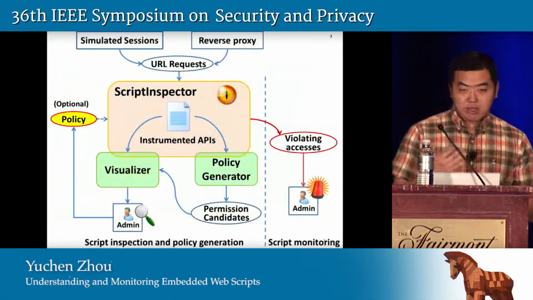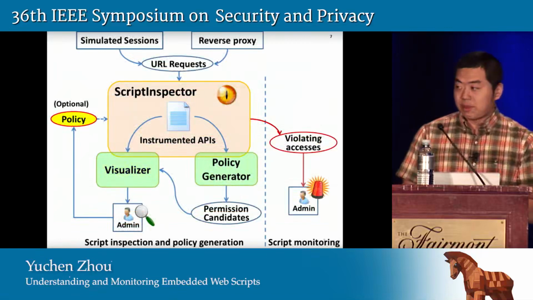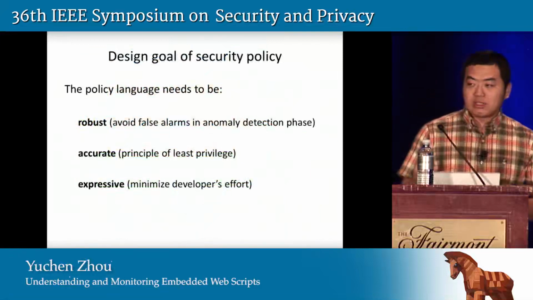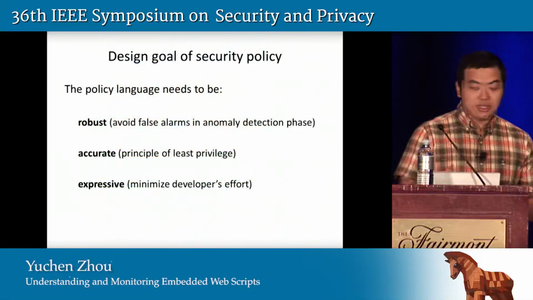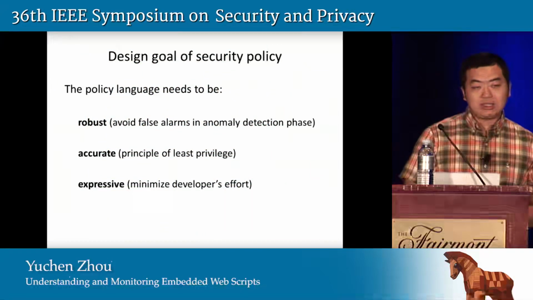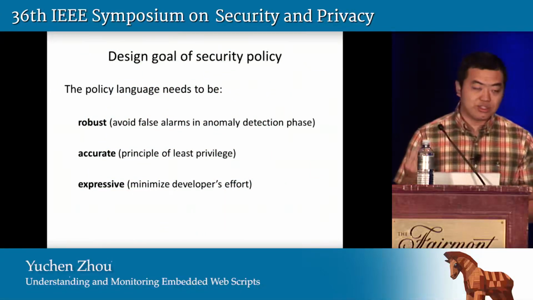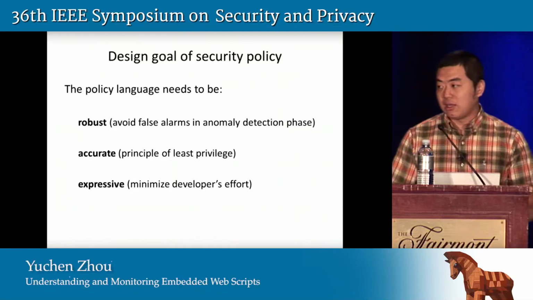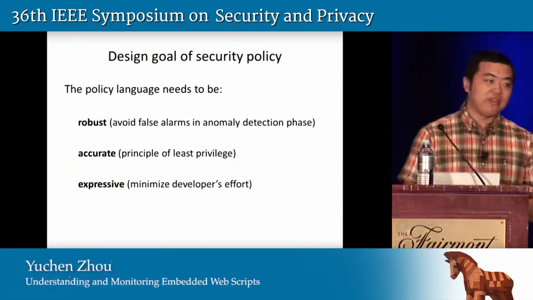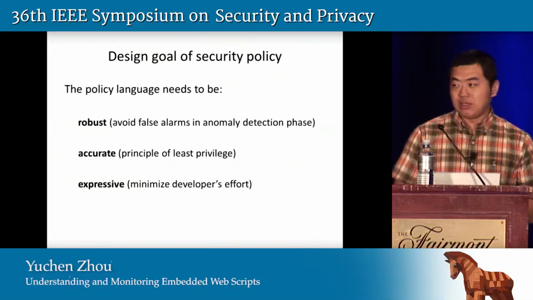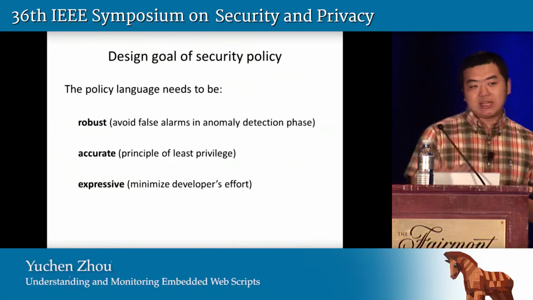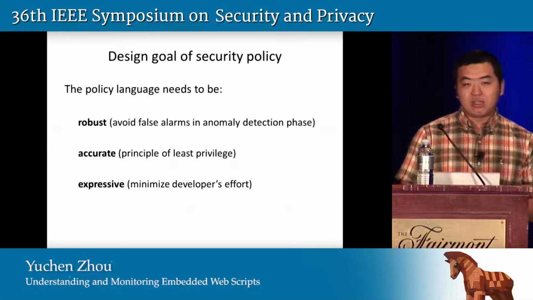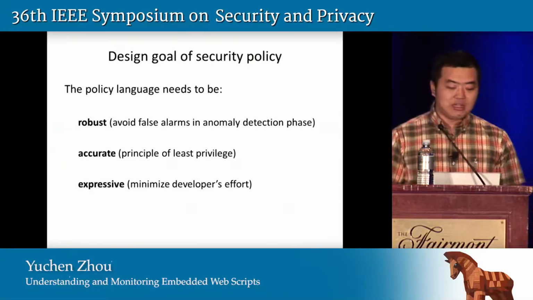Moving on to the security policy that Script Inspector supports. The Script Inspector must support a security policy that has several goals. The most important part is that the policy language needs to be very robust. This is to avoid false alarms when the page content slightly changes or if there's a new page being added to the site. Let's say if eBay.com has a new item listed or NewYorkTimes.com has a new news page, we don't want to redefine the policy all the time.